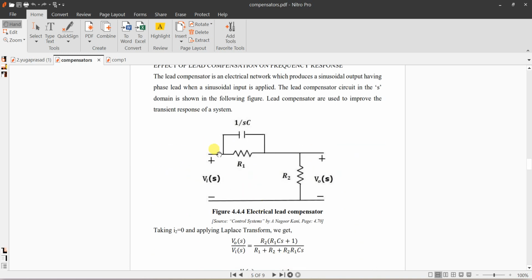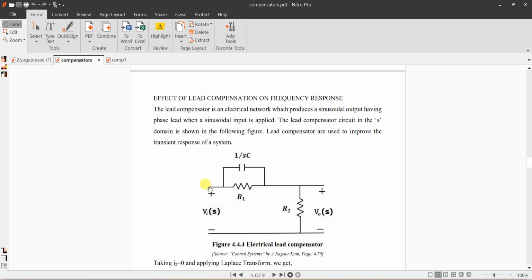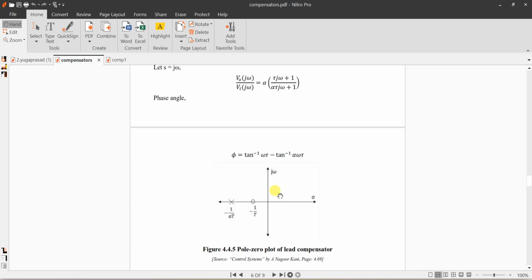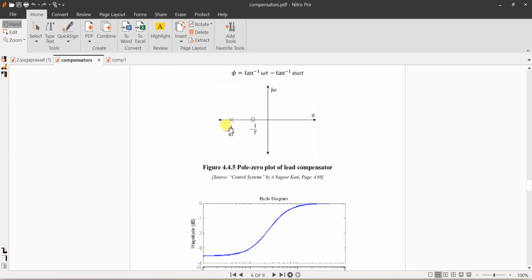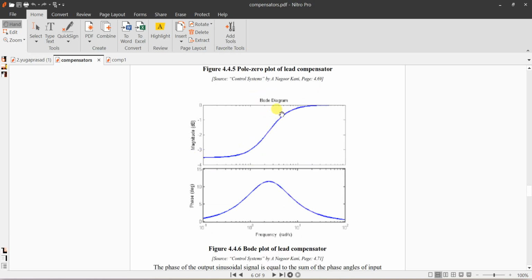So now the phase lead. In the phase lead, you have a pole at minus 1 by alpha tau, and a zero at minus 1 by tau. This is the response. You can see from the response that it is allowing high frequencies and suppressing low frequencies. So it acts as a high pass filter, and this is the phase angle response.